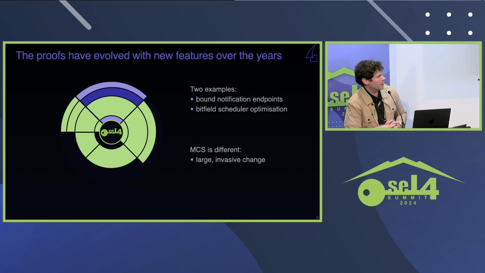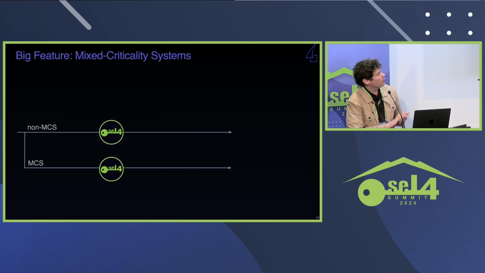Okay, MCS is quite different though. MCS is a very large change, and it's a very invasive change as well. So such a large change that we decided to fork the development of our proofs. So we now maintain two lots of proofs. We've got one for the non-MCS version of seL4. So we continue to provide all of the guarantees and assurance that we normally do. And then separately, we're developing the proofs for MCS.